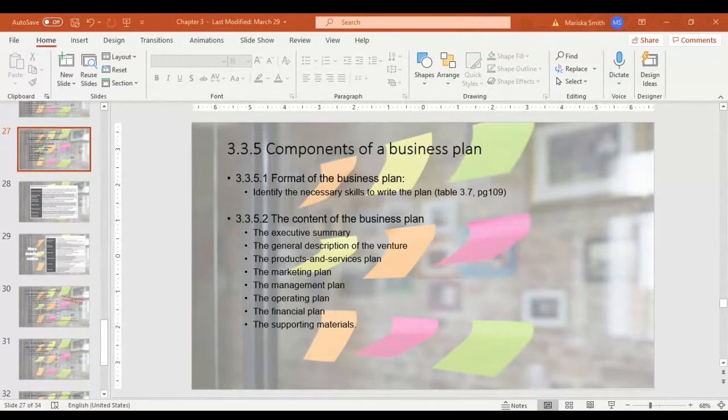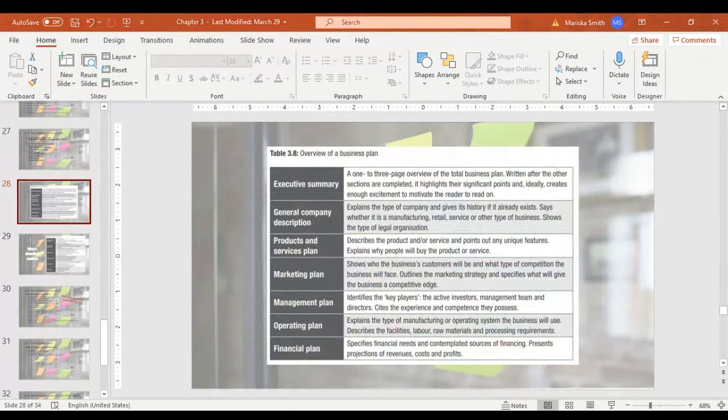So what needs to be added, I'm quickly going to go over this and then we'll go into detail on each of them. The executive summary, the general description of the venture, products and services plan, the marketing plan, management plan, operating plan, financial plan, as well as the supporting materials. So guys, we are going to look at a bit more detail at some of them. So one is the executive summary.